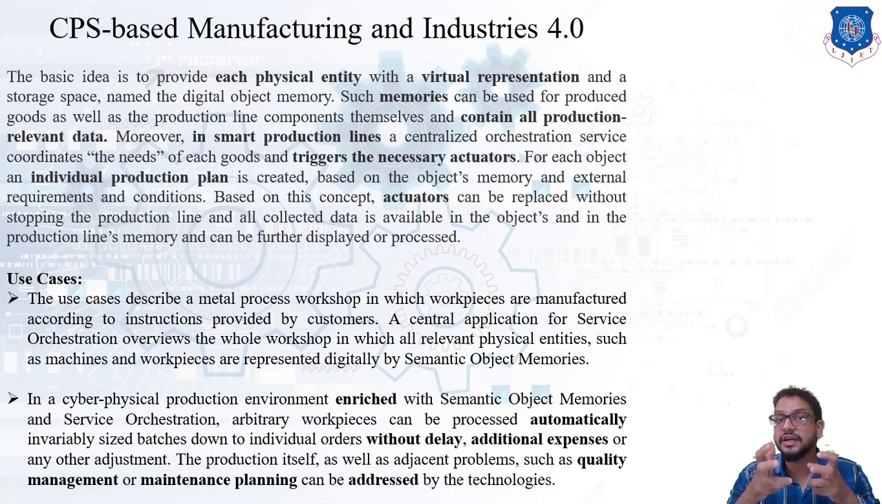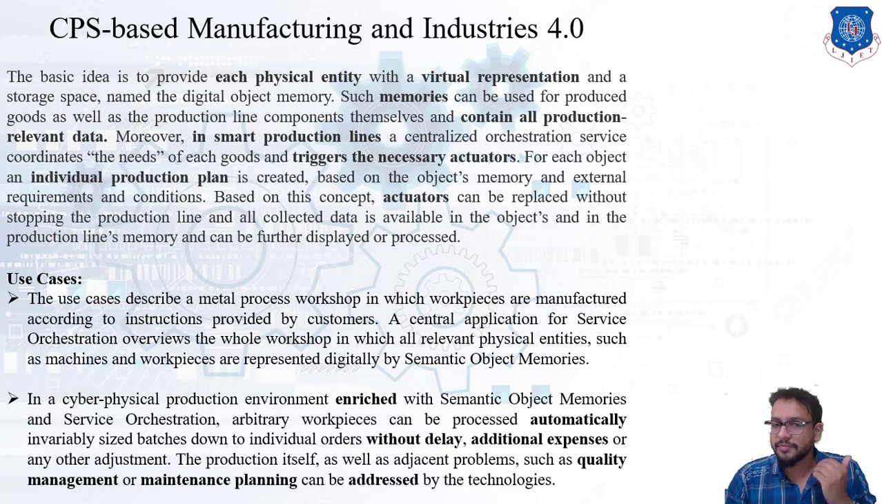Now what is present in a digital object memory? Within a digital object memory we have all the virtual representations of a physical entity, which I have told, right? So that can be easily retrieved. Virtual representation of an actuator, of a workpiece, right? These are represented digitally by a semantic object memory.